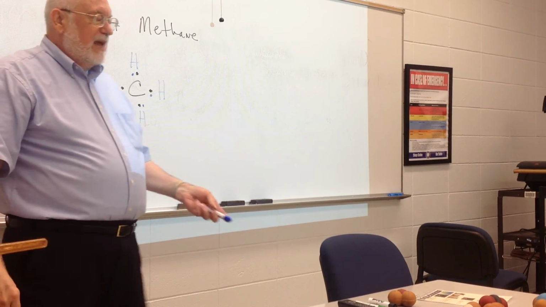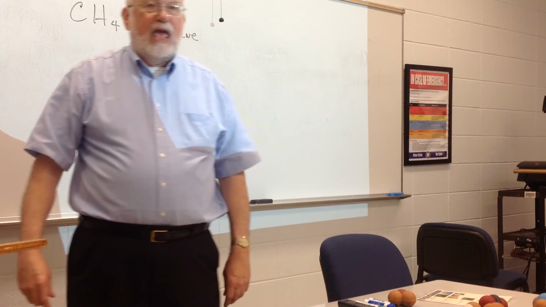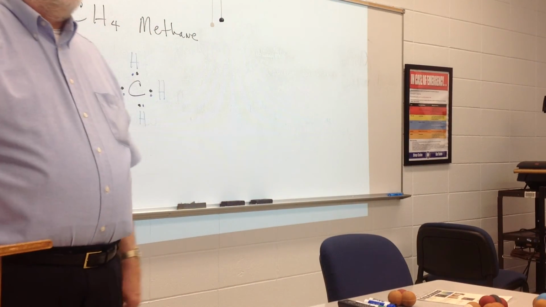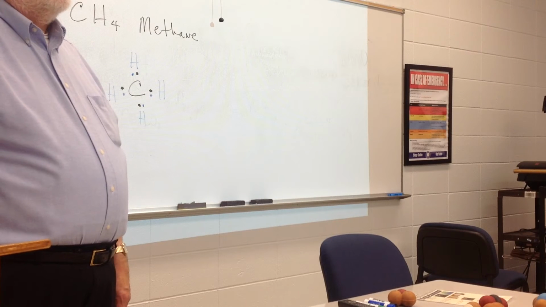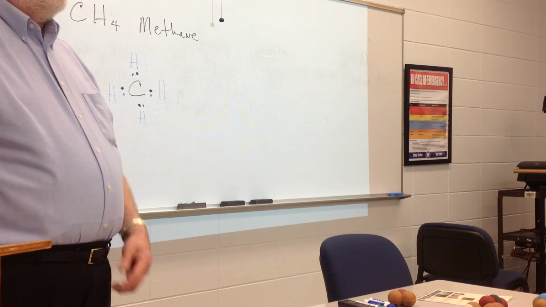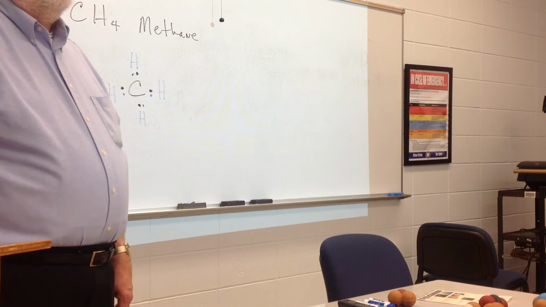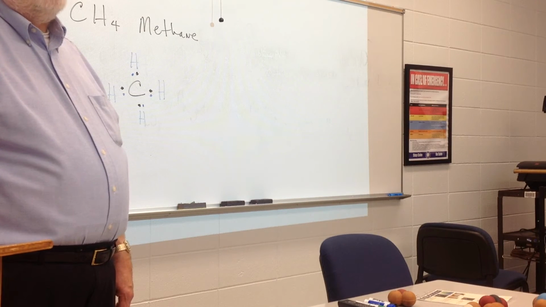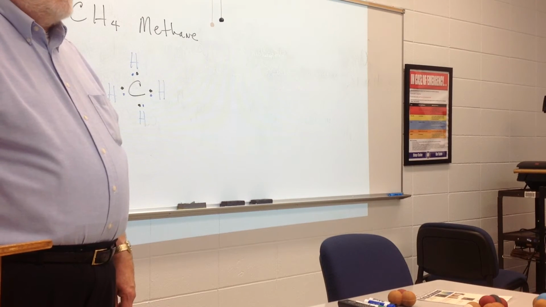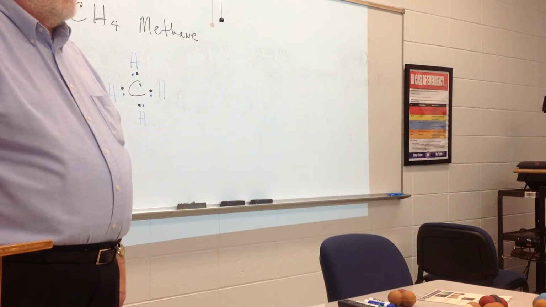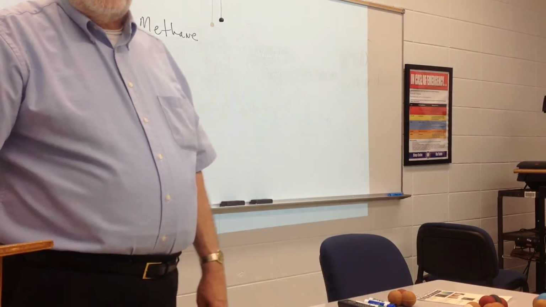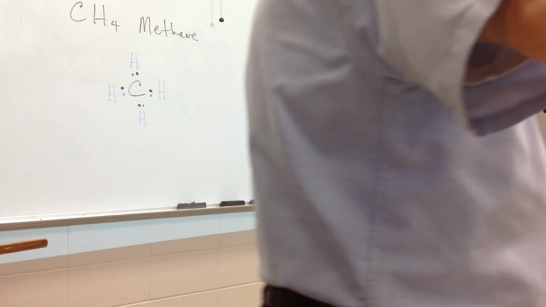How many valence electrons now does each hydrogen have? 2. How many does it want? 2. How many do we have on the central carbon? 8. How many does it want to fill out its valence shell? 8. Everybody's happy. There it is. Here's the shape that results.